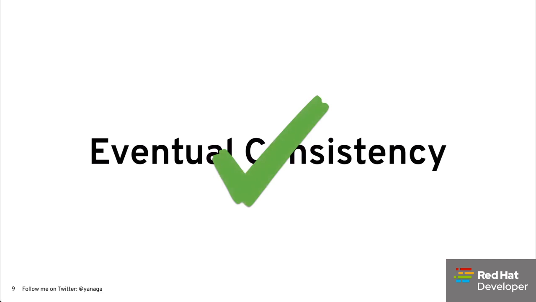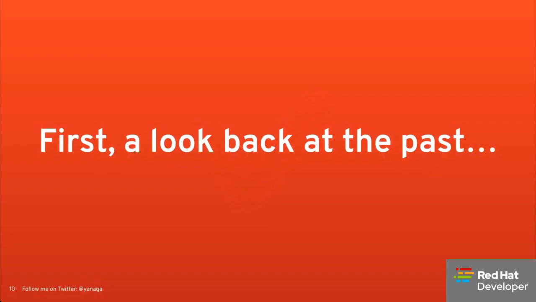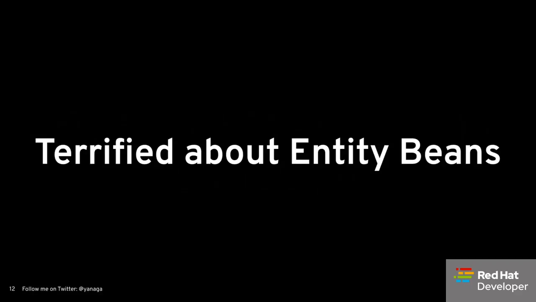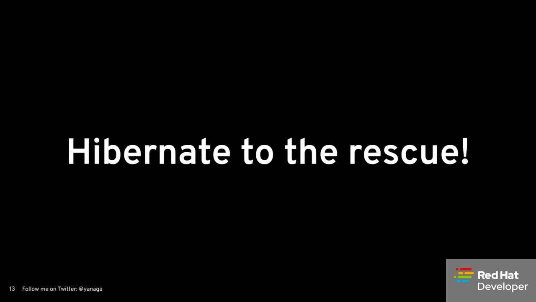But before I give you the solutions to this problem, let me give you a brief context. So first, let's take a look back in the past. How was data managed 10, 15 years ago? 10, 15 years ago, at least in the Java world, we were terrified about entity beans. Then we had something called Hibernate, in particular Hibernate 3.0, which was released in 2005. So it means 15 years ago.